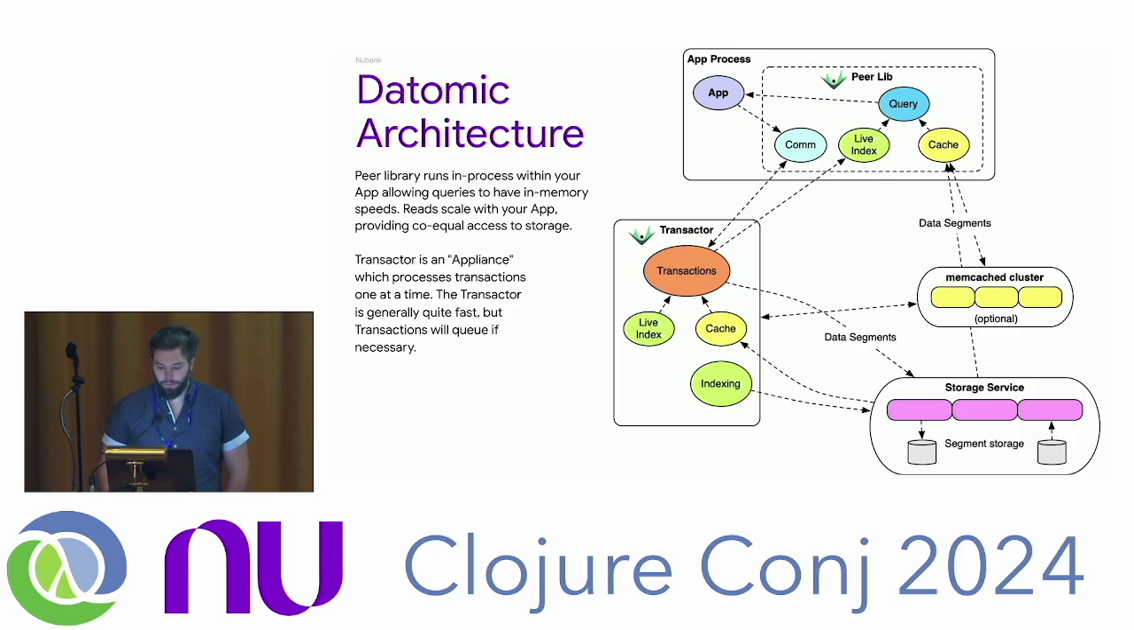We then have another component called the transactor. And the transactor is an appliance which processes transactions safely, one at a time, and it's generally quite fast. But sometimes, given enough load, transactions will queue. This is the subject of today's conversation.